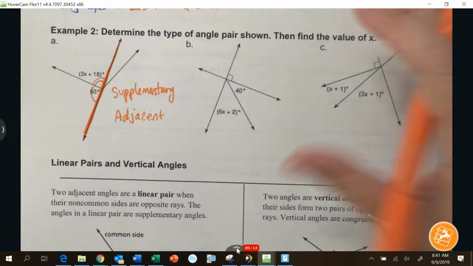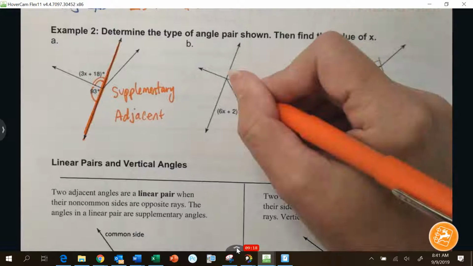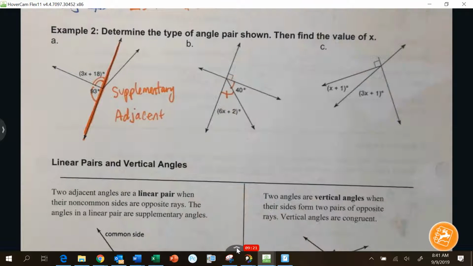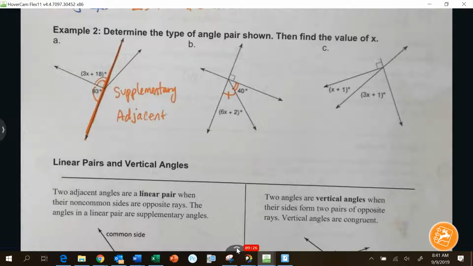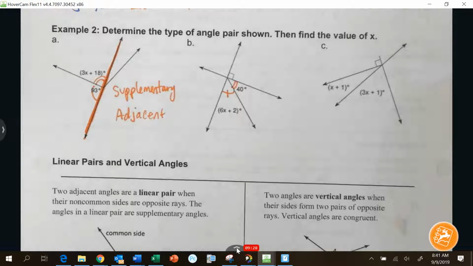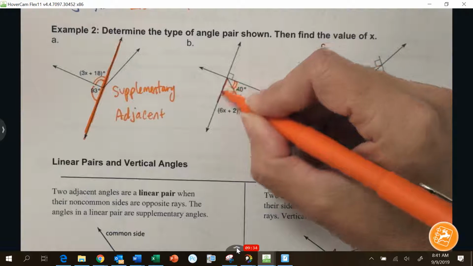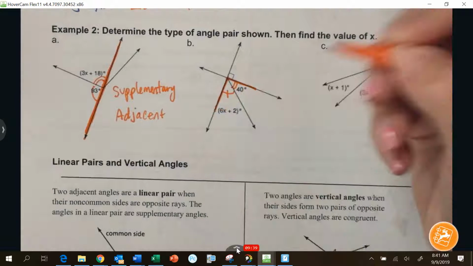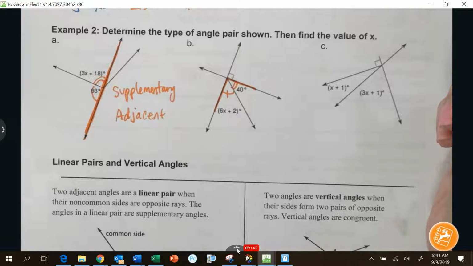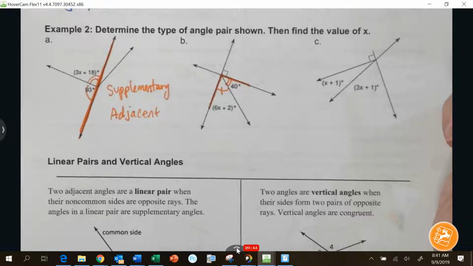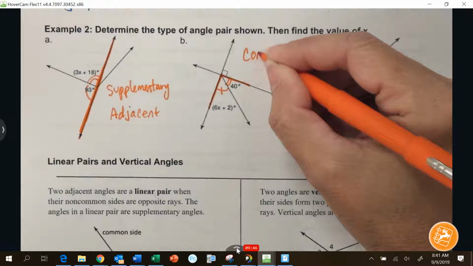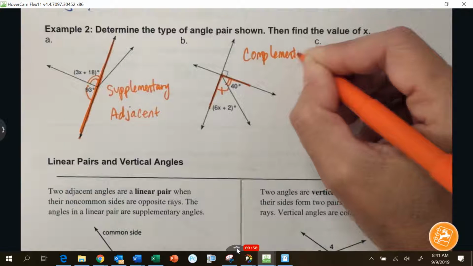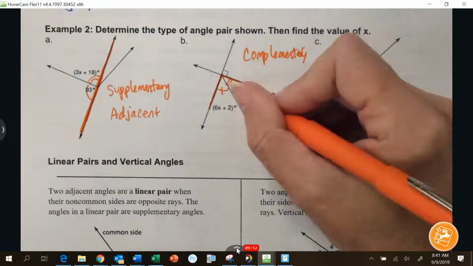How about this one right here? 40, and we've got 6x plus 2. We've got our 40 degrees and our 6x plus 2. I'm going to look at these and see what kind of shape they make on the outside of them, because that's going to give me an idea of what they are. Jesse? Aren't they complementary angles? They are complementary, because they add up to be what? 90 degrees. Right, because they make that 90 degrees right there.